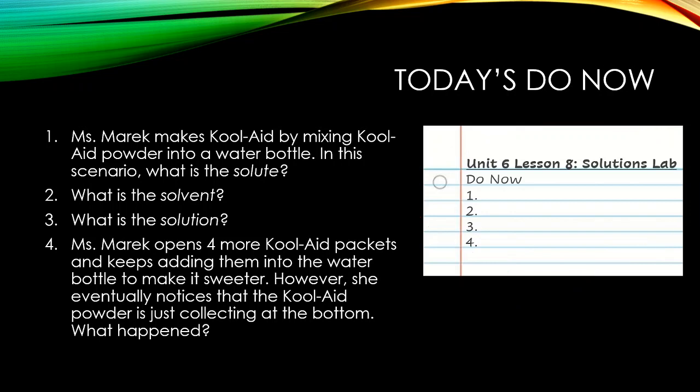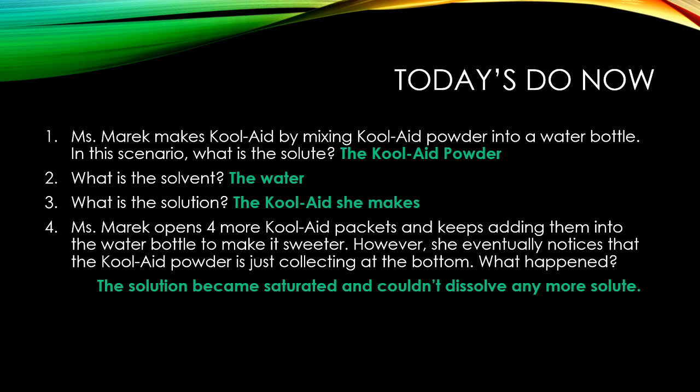Alright, I am now assuming you've unpaused the video, you've answered the 4 questions, because we're going to run through the answers. Number 1, Miss Merrick makes Kool-Aid by mixing Kool-Aid powder into a water bottle. In this scenario, what is the solute? Well, the solute is always like the solid thing that you add into the mixture to make your solution. So what is the solute? In this case, it's the Kool-Aid powder, the solid powder that she's pouring into the glass.